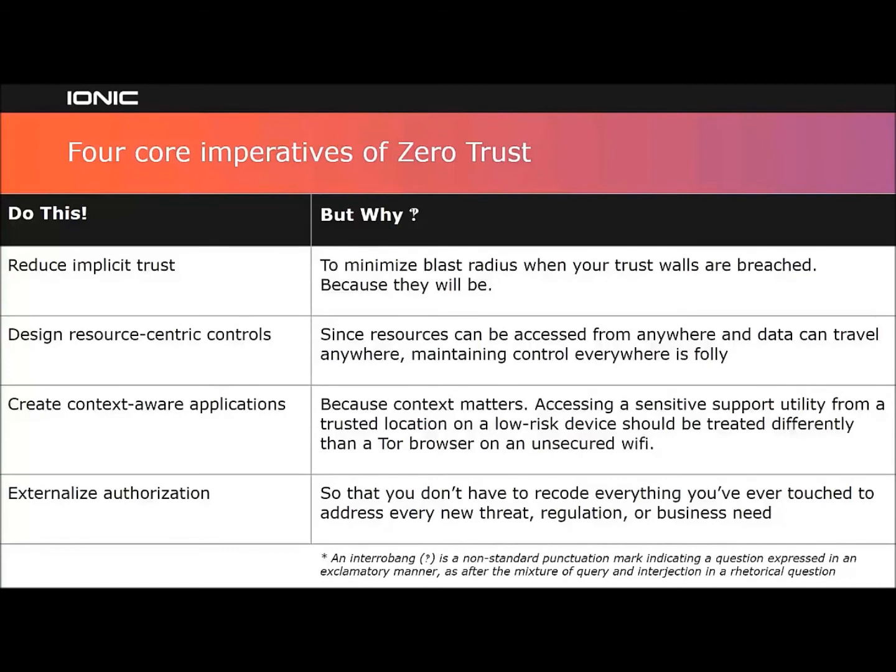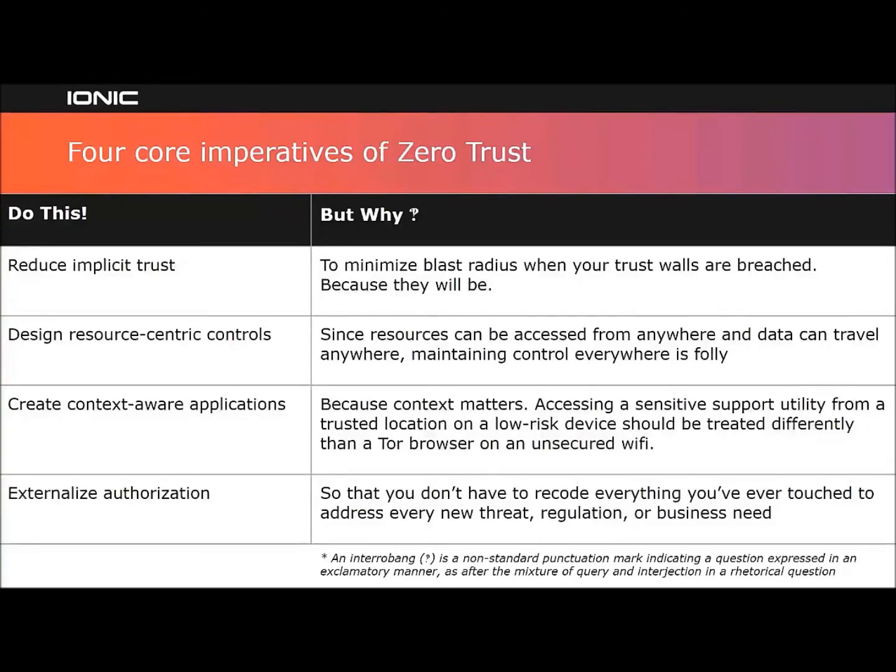There are lots of different bits of information that you can use to put together the context of how a request is being made. The fourth imperative is why should you externalize authorization? And this one really speaks to the fact that once you code something, you usually own that code for the duration. Like everyone will always come back to you to modify that particular piece of code because you're the one that touched it.